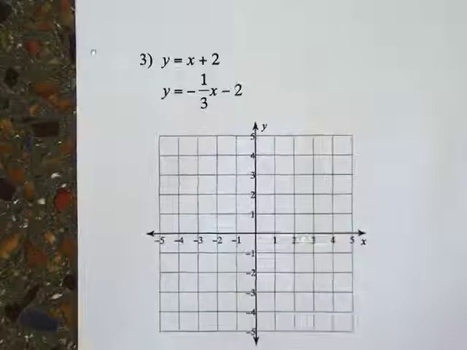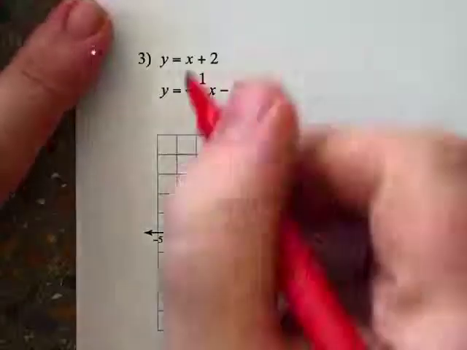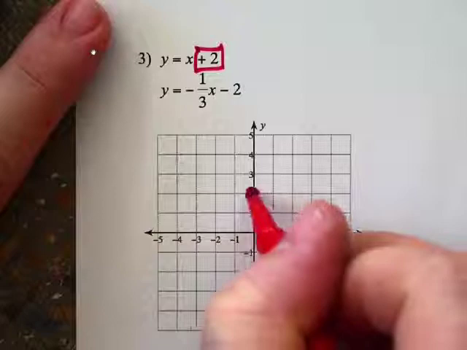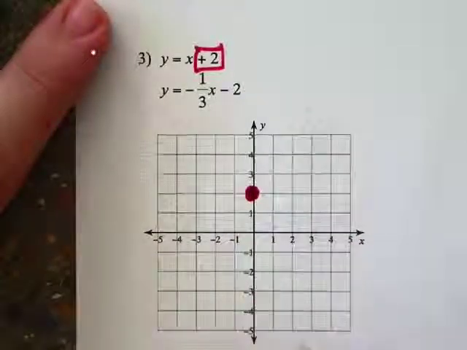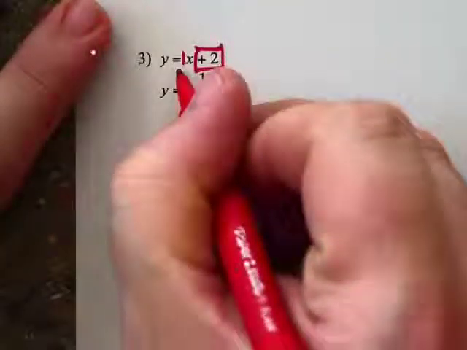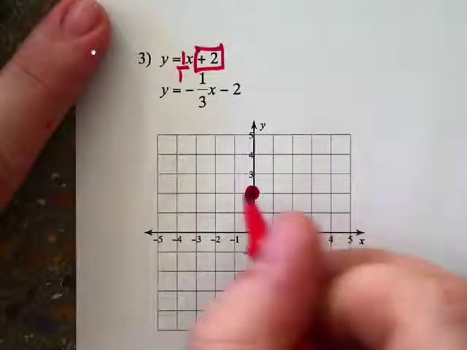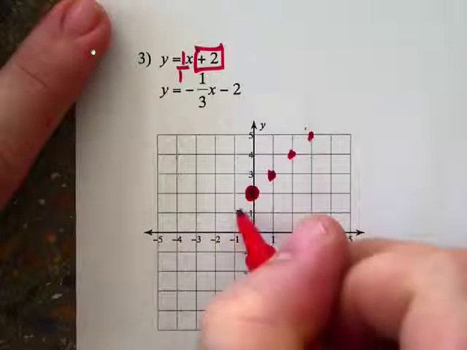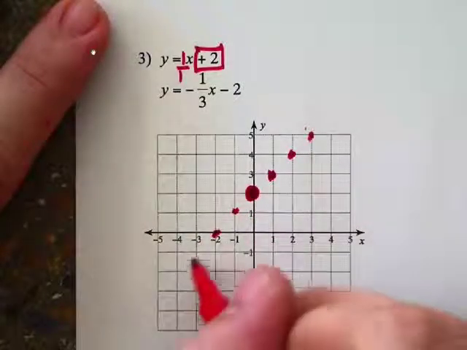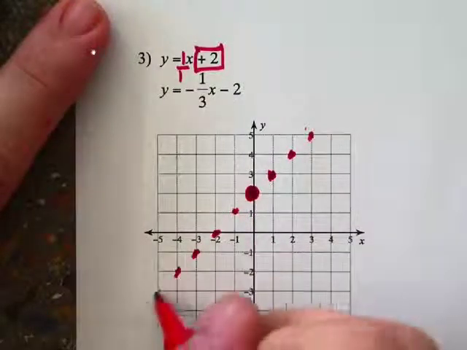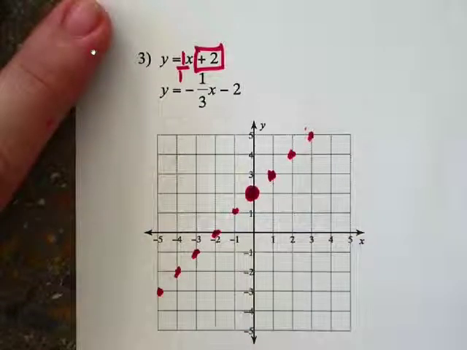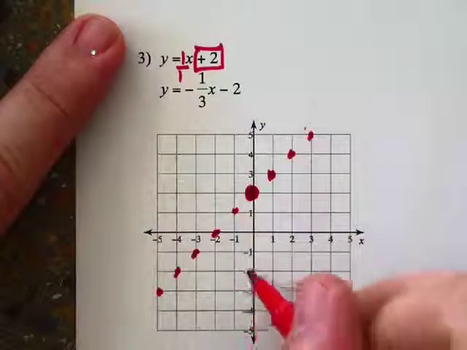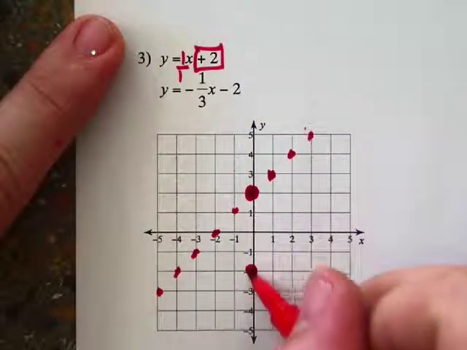Okay, number 3. Let's graph that first one. We have positive 2, so we're going to go up 2 and put a mark. And then we have 1x, or 1 over 1x. So we're going to go up 1 over 1, up 1 over 1, and so on. Okay, now like I said, I graph as many of those points as I can so that I know where the whole numbers are.